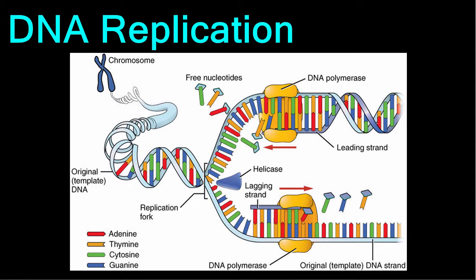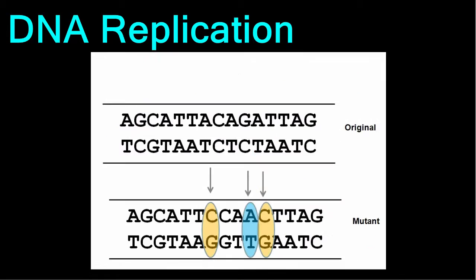DNA replication occurs mostly without errors. As DNA polymerase adds new nucleotides to the chain, it also proofreads to prevent mismatched pairs. If there is an error, DNA polymerase can go back and fix it. Every once in a while, polymerase does not catch an error, and the mismatched pair remains.